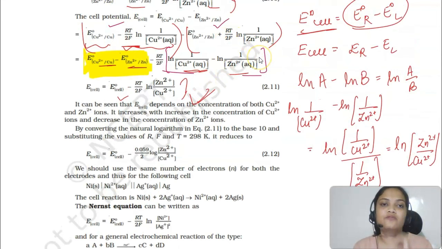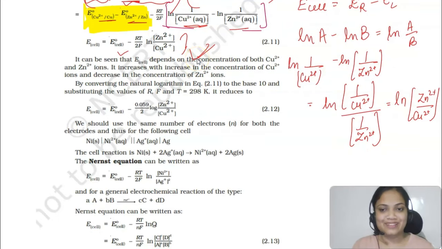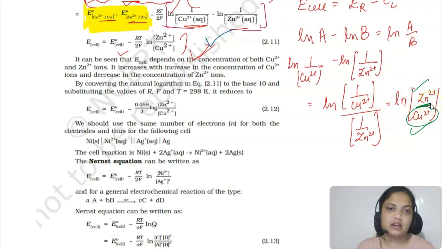So don't get confused in any step. If you are facing any issue, you can ask me in the comment section, or on Telegram as well. So here you have got the value of E cell. And now what can we see? That the value of E cell depends on the concentration of copper ions and also zinc ions. So it will increase with the concentration of copper ions and it will decrease with the concentration of zinc ions.